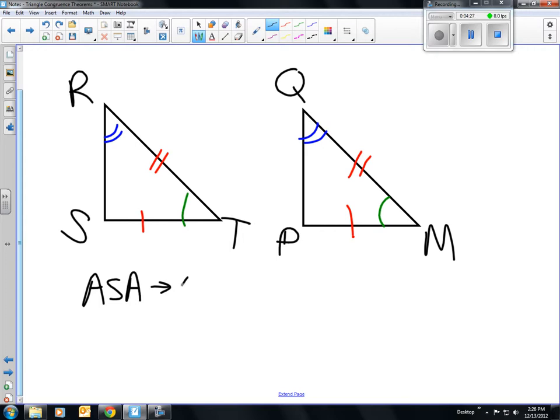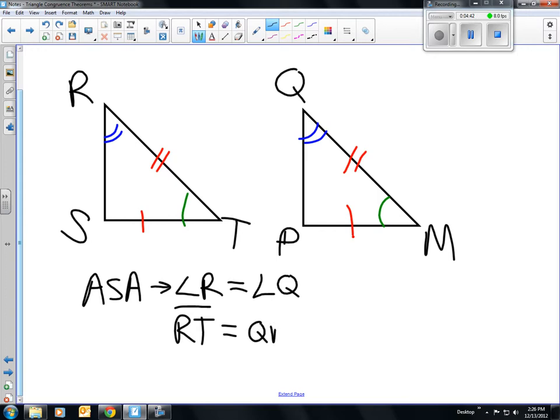We would say angle R is equal to angle Q. So that would be the first angle that we know is congruent. Then the side that connects them would be this side and this side. So we'd say side RT is congruent to side QM. And then we need that second angle, which is angle T and angle M. So we'd say angle T is congruent to angle M.